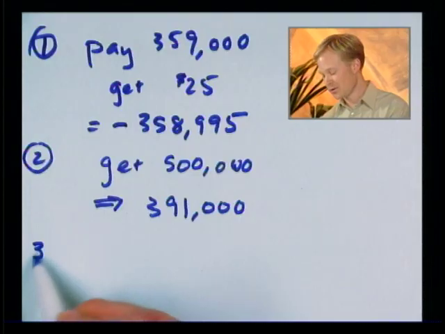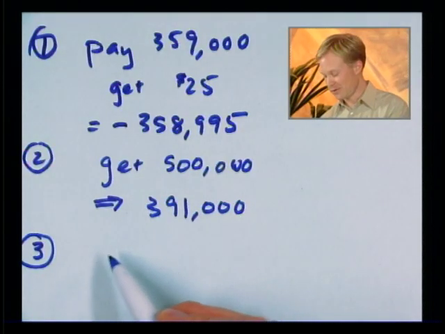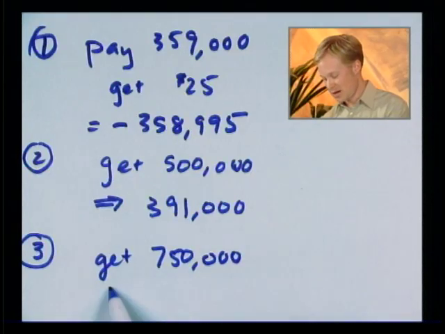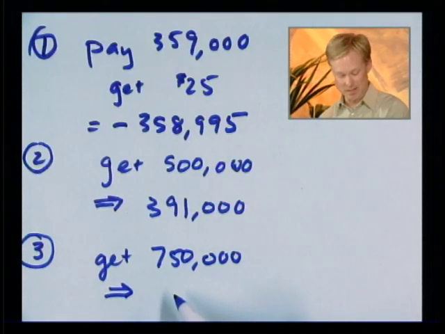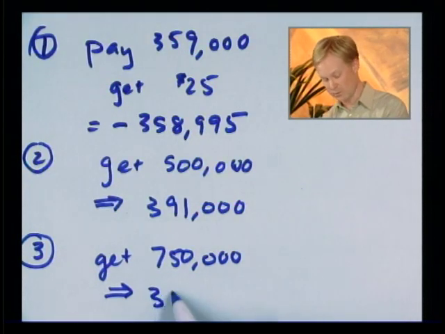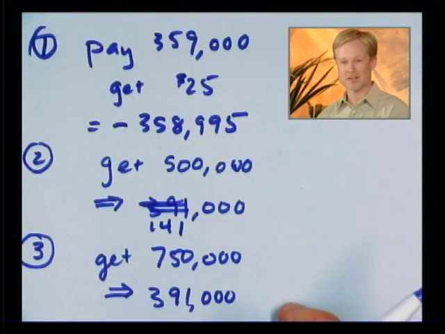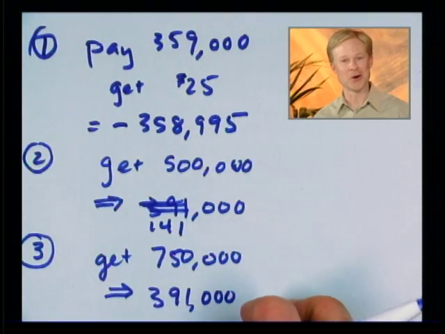And finally, under the third scenario, he would get $750,000. So even better for the bank. That would net him, if you subtract out the $359,000 he had to pay, $391,000. I lied on the last one. The second scenario is $141,000. I did these ahead of time so I wouldn't have to do it in my head, and I looked at the wrong one.